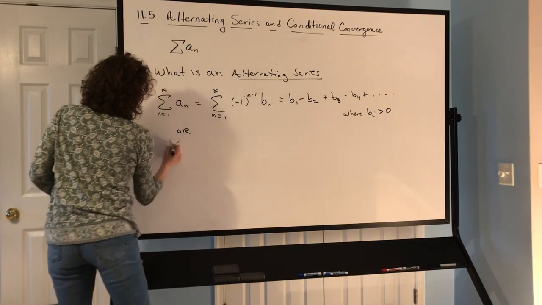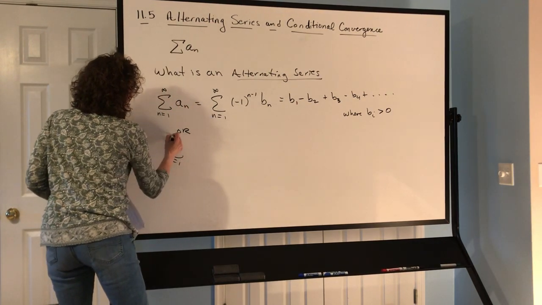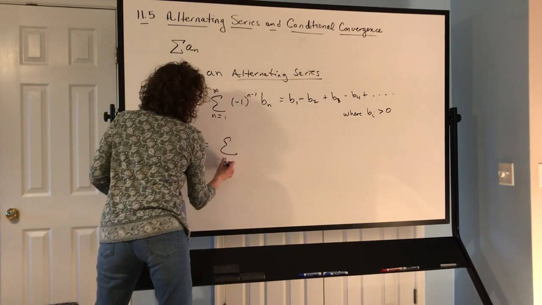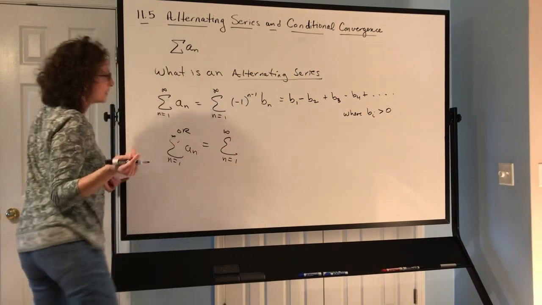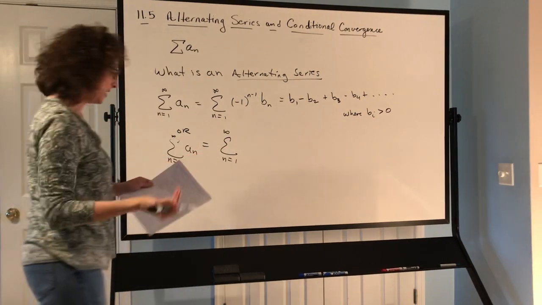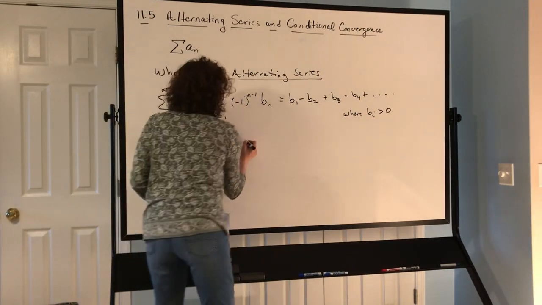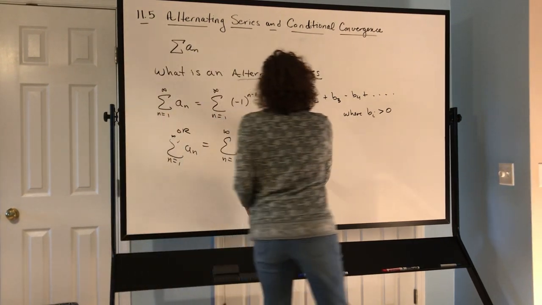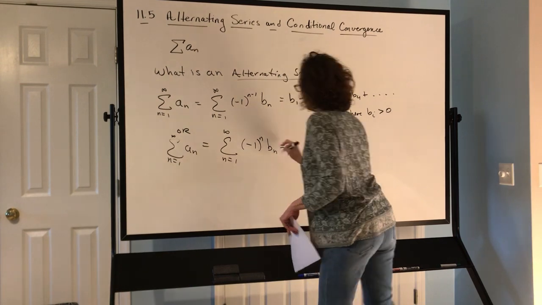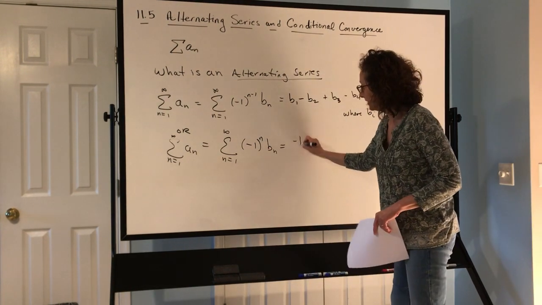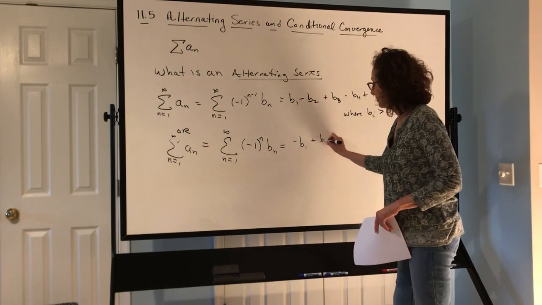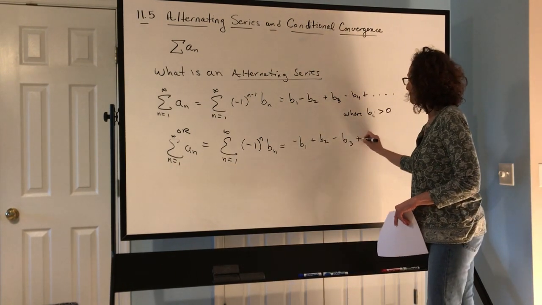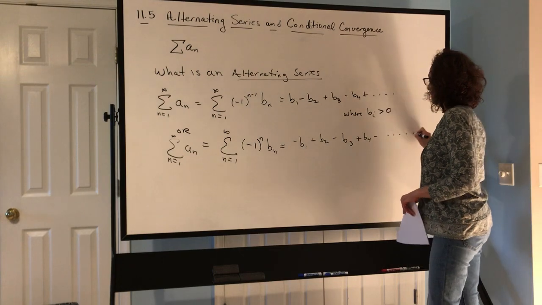Or if your series, n equals 1 to infinity, a_n looks like, it could start alternating first negative and then positive. How would we do that? Well, the simplest way to do that is just negative 1 to the n. If we have that, then the very first term is negative, so it's minus b1 plus b2 now, because when n is 2, that's positive. Minus b3 plus b4 minus, on and on forever.